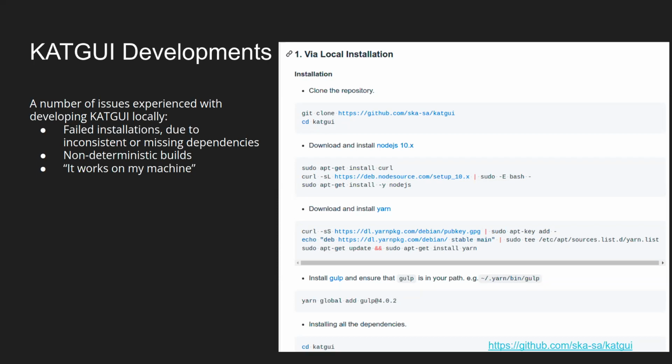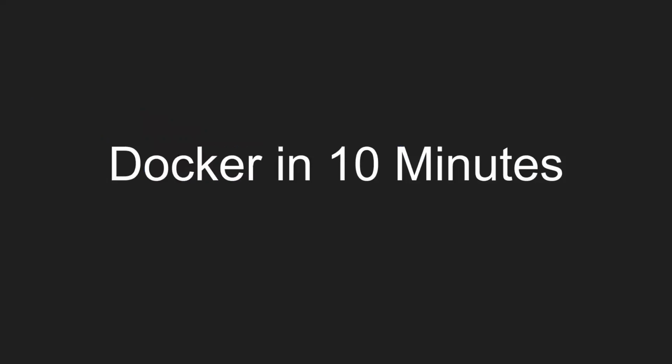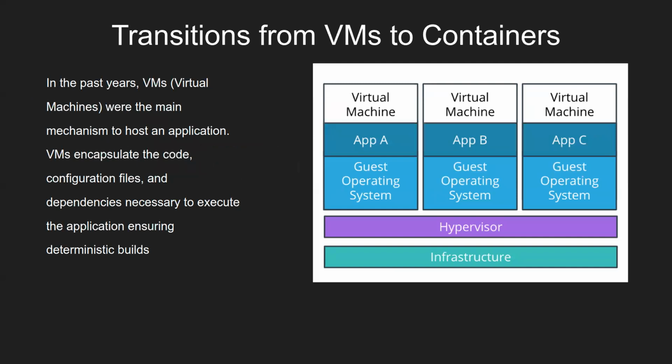And that will obviously ensure that builds are deterministic. If I want to develop KATGUI on my Ubuntu 2004, Ubuntu wouldn't have any problem developing on his Mac. Whoever uses Windows wouldn't have any problem developing the same application on their Windows device. So I think that's what sparked us into moving the development to Docker. So I'm just going to give you a Docker introduction in the next 10 minutes or less.